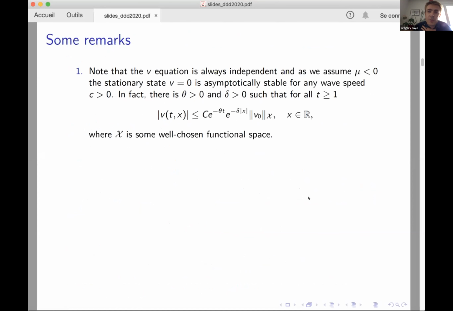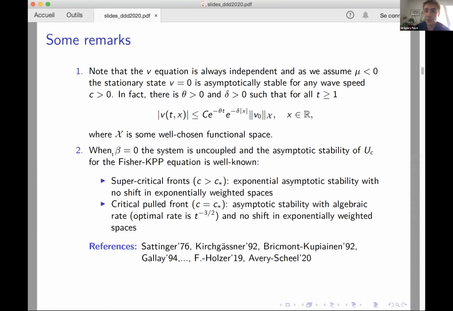So already some remarks about this model: the V equation is always uncoupled, and so we know exactly what happens in that case. We know that 0 attracts all solutions. It's stable, and we even get how fast we go back to the rest state. So here I'm just giving a hint of what's happening. It's not difficult to prove, and it's not the point. The point is really the coupling. Though if you don't have coupling, meaning that if you allow beta to be equal to 0, then the system is totally uncoupled, and the first component is just the usual Fisher-KPP equation.